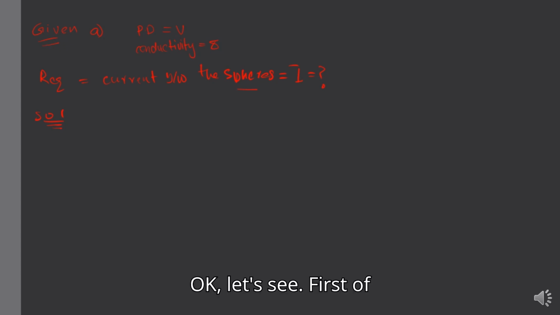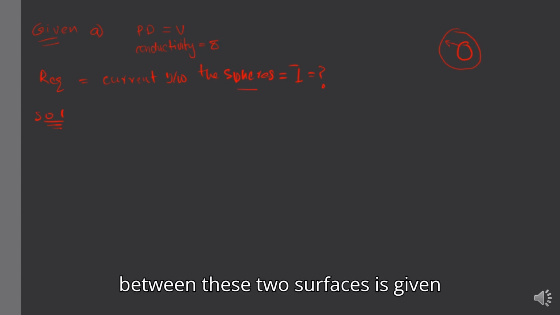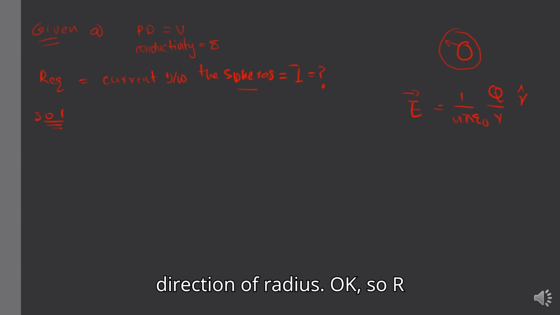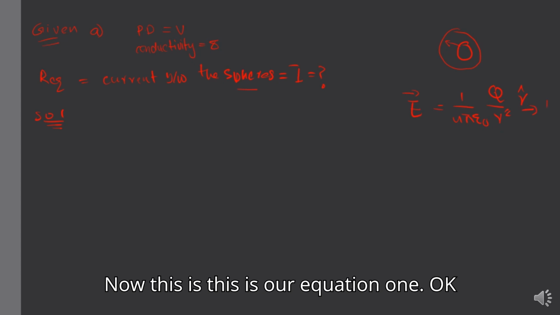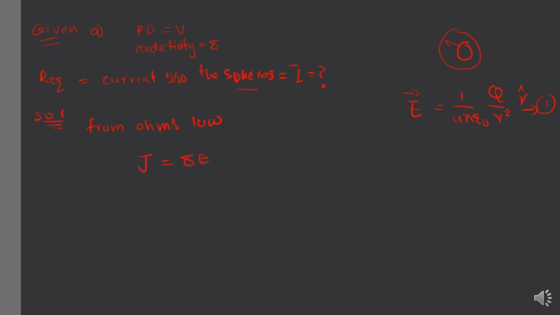First of all, we know from Gauss's law that the electric field between these two surfaces is given by E = 1 divided by 4 pi epsilon naught, times q divided by r squared, in the direction of r. This is our equation 1. From Ohm's law we know that J is equal to sigma times E. Say this is equation 2.